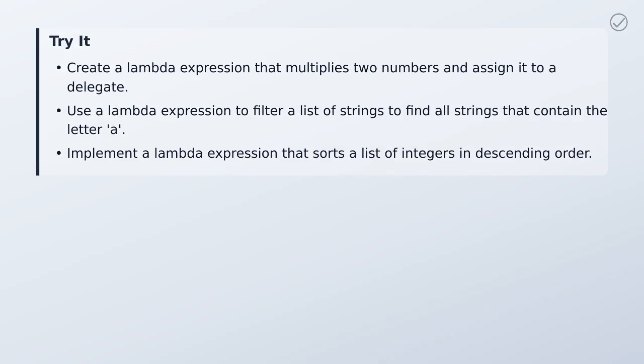Alright, your turn. Give this a try. First, create a lambda expression that multiplies two numbers and assign it to a delegate. Also, use a lambda expression to filter a list of strings to find all strings that contain the letter A. Finally, implement a lambda expression that sorts a list of integers in descending order.